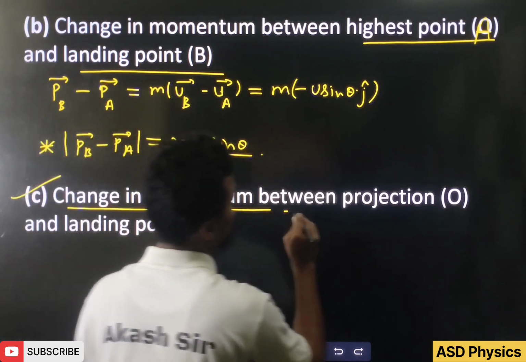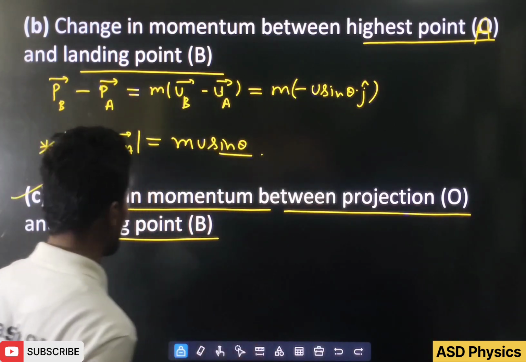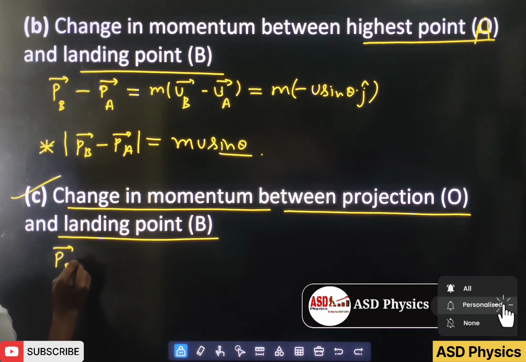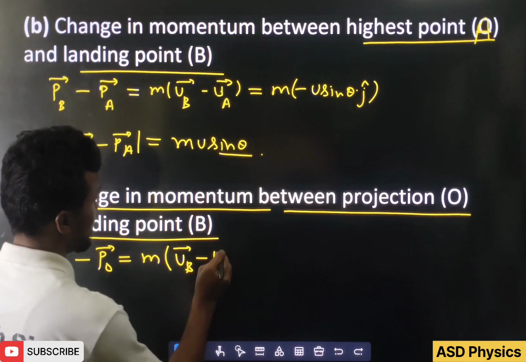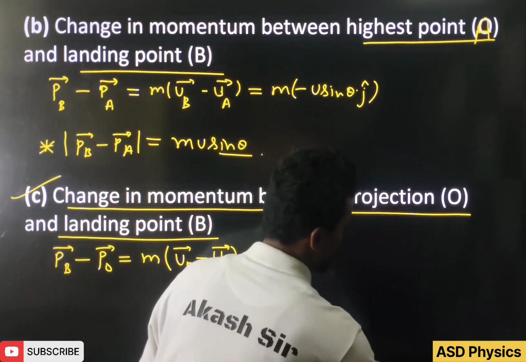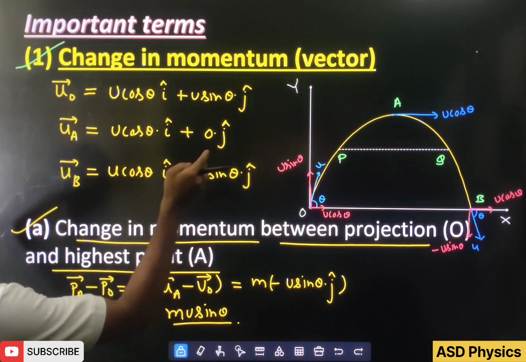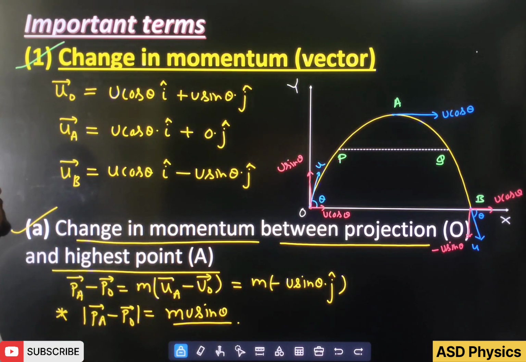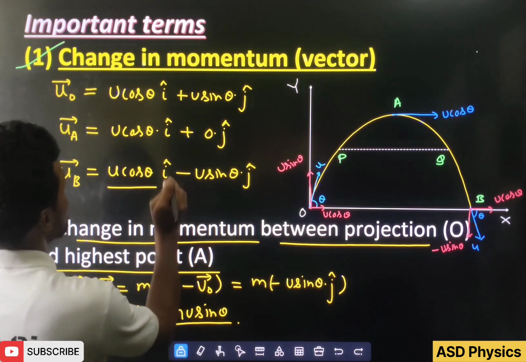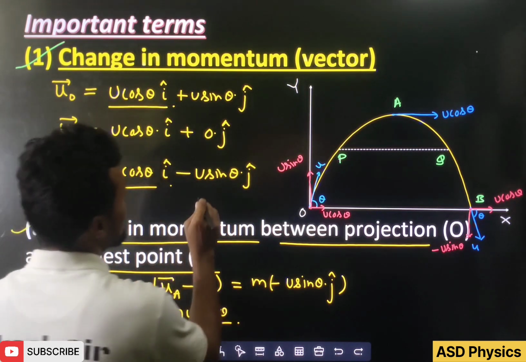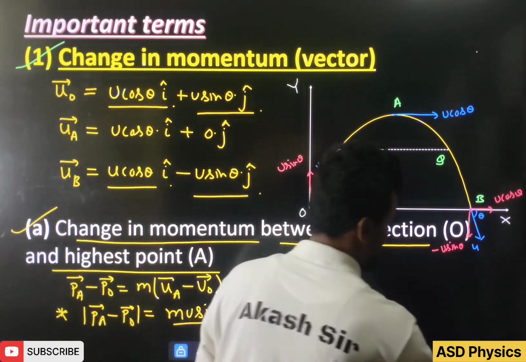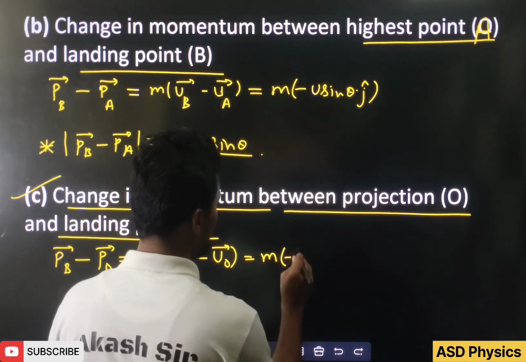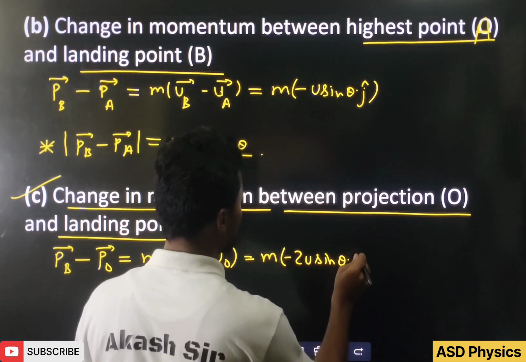What is given? Change in momentum, very very important, between the projection and landing point. The landing point is PB, the projection point is P naught. So the mass is M, and it will become UB minus U naught. U cos theta i cap and U cos theta i cap will cancel out. The minus U sine theta j cap will also become minus, so it will become minus 2 U sine theta j cap. So it will be M times minus 2 U sine theta j cap.